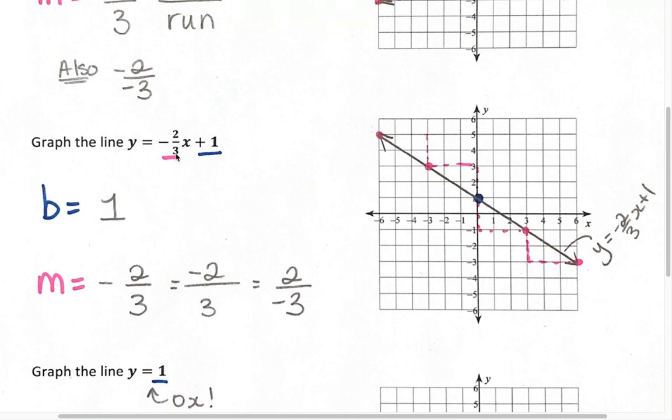Okay, so in this case, we're going to graph the line y equals negative 2 over 3x plus 1. So once again, I pick off my y-intercept, which is 1. And in this case, my slope is going to be negative 2 over 3.